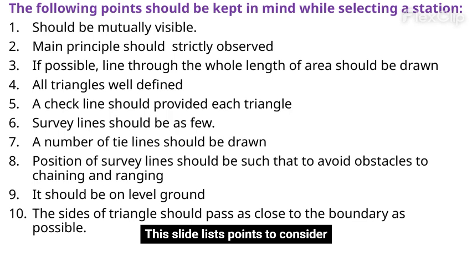This slide lists points to consider when selecting a survey station, including ensuring mutual visibility, adhering to the main principle, drawing a line through the area's length if possible, using well-defined triangles, providing a check line for each triangle, minimizing survey lines, drawing tie lines, avoiding obstacles, choosing level ground, and positioning triangle sides close to the boundary.